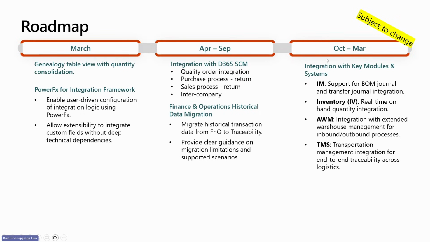So first, in the latest one, we need to enhance our genealogy tree table view to include the quantity consolidation. This is also a requirement from one of our customers. And then we need to enable the customer to do the data collection mapping in F&O. Remember, previously I showed you for the purchase and the sales, you can also see the customer information or vendor information, but that is predefined.